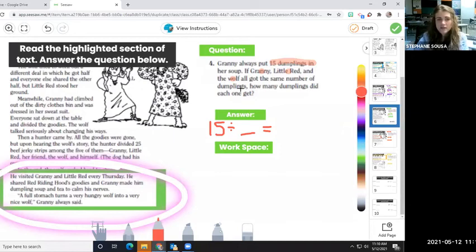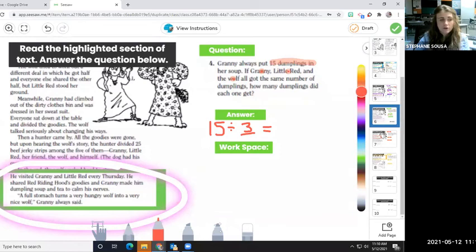Okay, let's take a look. Let's count the people. Granny, Little Red, Wolf. How many people are there? Or animals too, I guess. 3. There are 3 characters. So we are dividing our dumplings by 3. Okay? Sometimes the word problems won't tell you a number. They'll give you names or another form of information, and you've got to figure out what that means. Okay? Granny, Little Red, and Wolf are 3 characters.